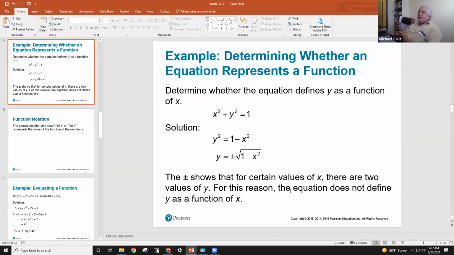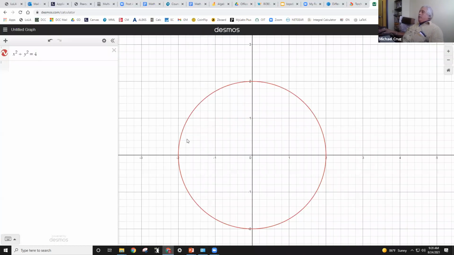Basically, if anything is done to the y, you've got a problem. You can do anything to the x. It's just that the y has got to be solvable for one value of x. And this little plus or minus is what throws it off. If we just wanted to have half the circle and just have the square root of 1 minus x squared, then that would be fine. That would be just the top part up here.